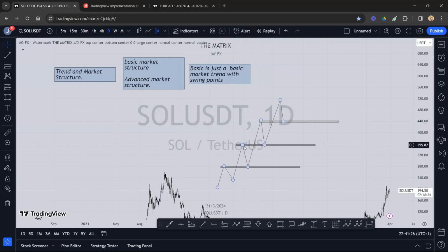Now this level that it rejected from, it came and retested, and then it broke it again. Now when it broke it, the market came back to retest that level again. This place that was rejected, the market broke it again and came back to still retest that level. This is what we call swing points, basic market structure with swing points. Just your basic high, low, high, low, high, low, high, and low.